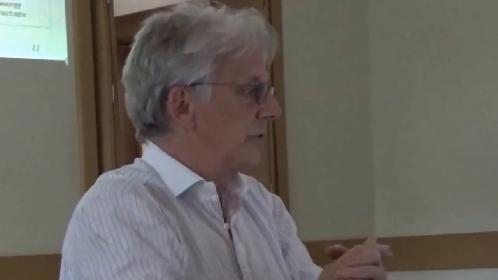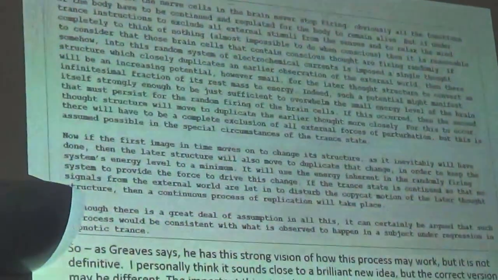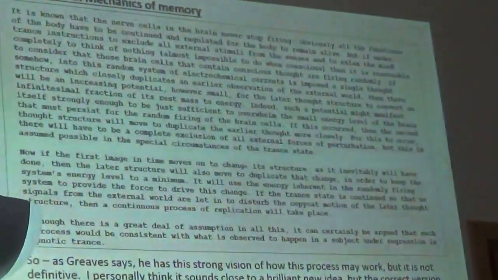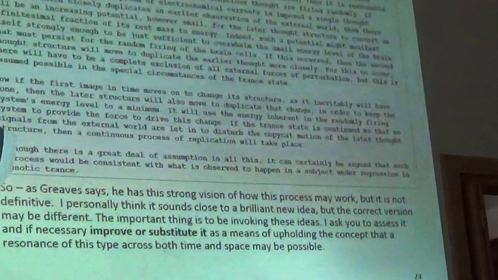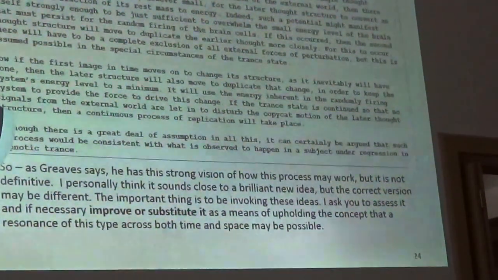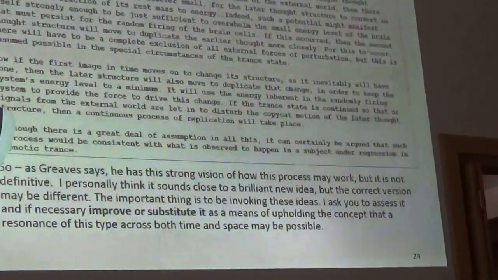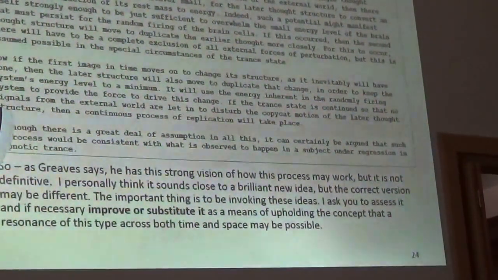His last page. Oh, I've gone back. Hold on. Last page. It's known that nerve cells in the brain never stop firing. Obviously, all the functions of the body have to be continued and regulated for the body to remain alive. But if under trance, instructions to exclude all the external stimuli and to relax the mind completely, to think of nothing, which is almost impossible to do when you're conscious, then it is reasonable to consider those brain cells that contain conscious thought are firing randomly.